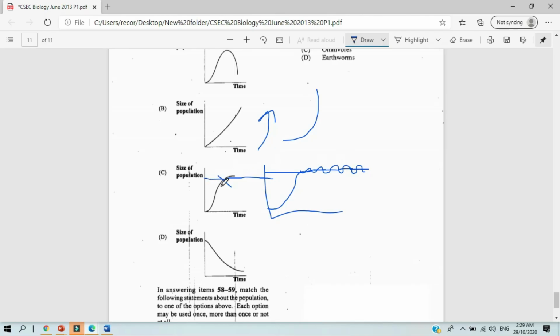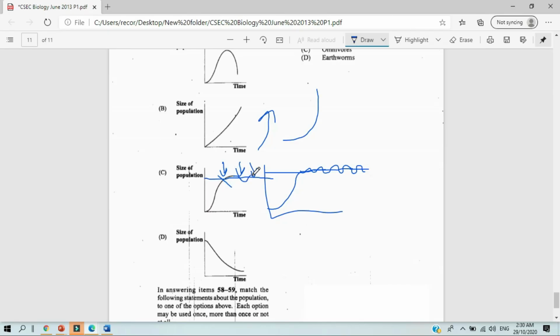So for me, I'm thinking here it is facing environmental resistance. We use these arrows to show the environmental resistance. So it's facing environmental resistance, and as such, it is no longer taking on this J appearance. It is now showing that it is leveling off. This is just where it can survive.